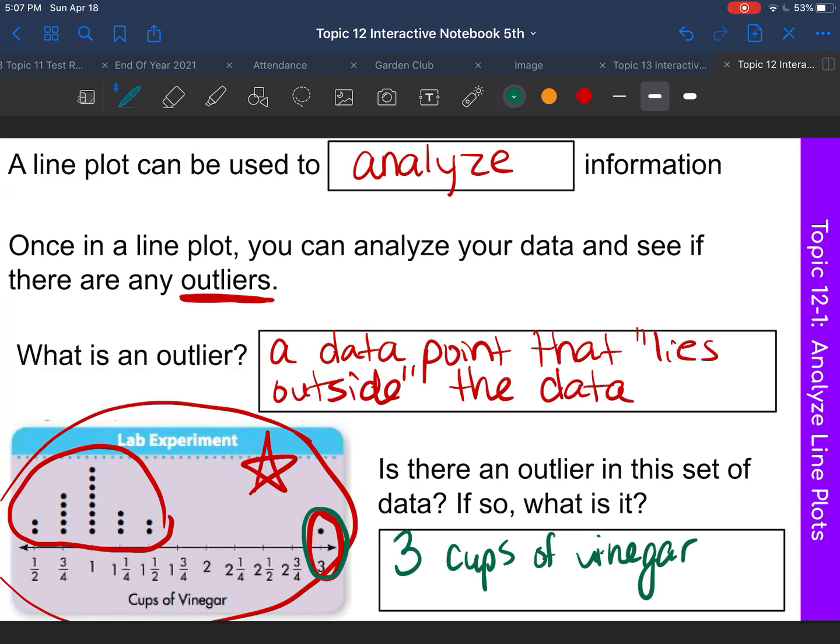Second reason is just that maybe that person just stands out. Maybe that data point might just be something that stands out. All right. So sometimes it's a mistake. Sometimes it's meant to be there. But we do know that if it lies outside of this normal data, it is an outlier.